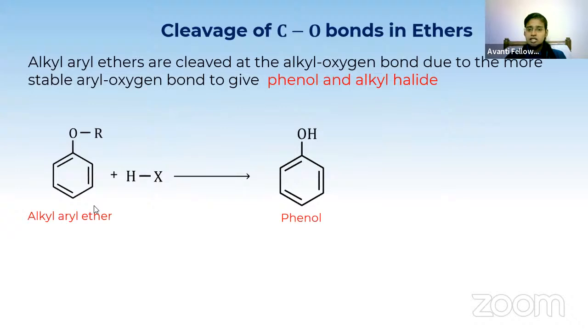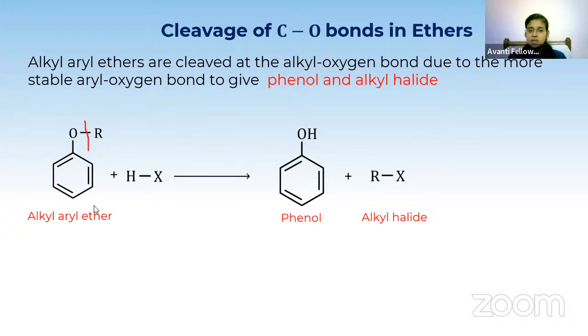So the next reaction is the reaction with HX only. But here we are going to take an aromatic ether instead of aliphatic ether. I have taken an alkyl aryl ether, which is an aromatic ether, and it is reacting with HX, and it leads to the formation of phenol and RX. Alkyl aryl ethers also have two carbon-oxygen bonds, but the breakage of bond occurs only at this part.